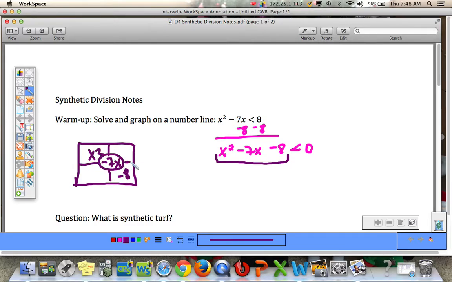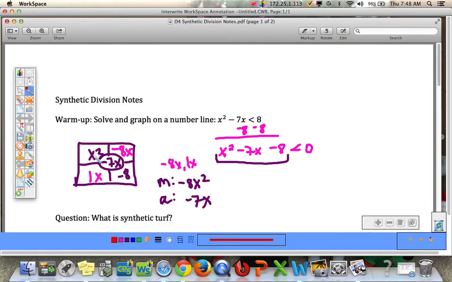So we want two numbers that multiply to negative 8x squared. We get that by multiplying the first and the last term. And add to the middle circle, negative 7x. Well, two numbers that multiply to negative 8 that add to negative 7 would be negative 8x and 1x. So you put those in the box in the corners in either order.